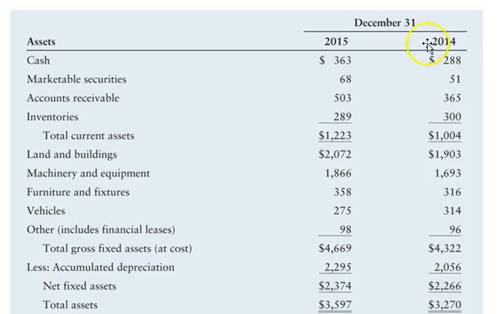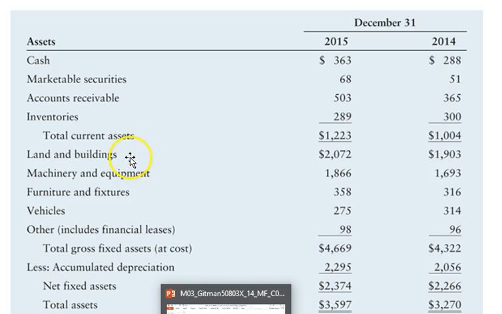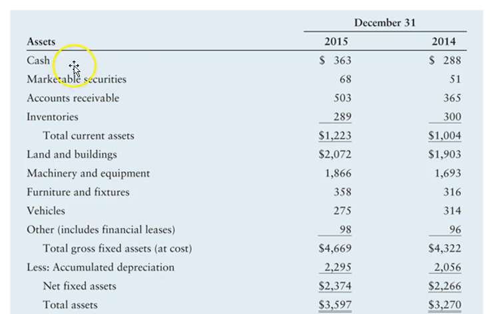We have 2 years, 2014 to 2015. And we start out a balance sheet with assets, and the most liquid and current comes first. So cash comes first. Marketable securities, which is like a money market account or a savings account. Anybody here have a savings account? Okay, good. 2 people.